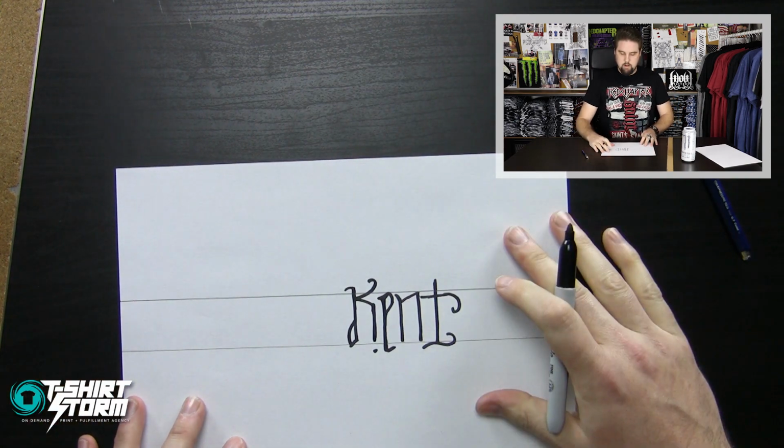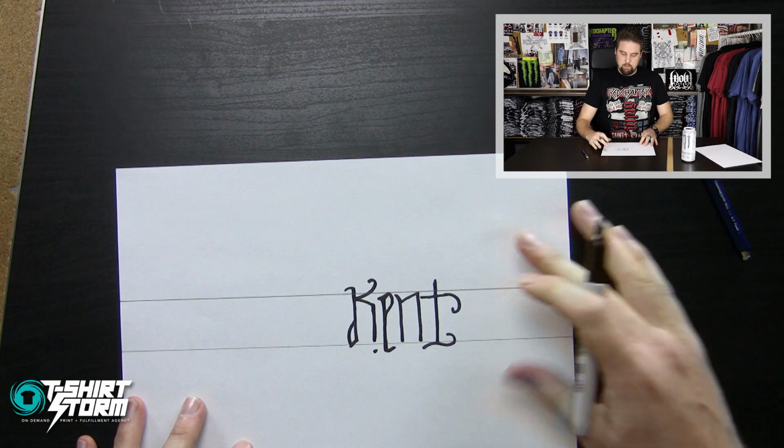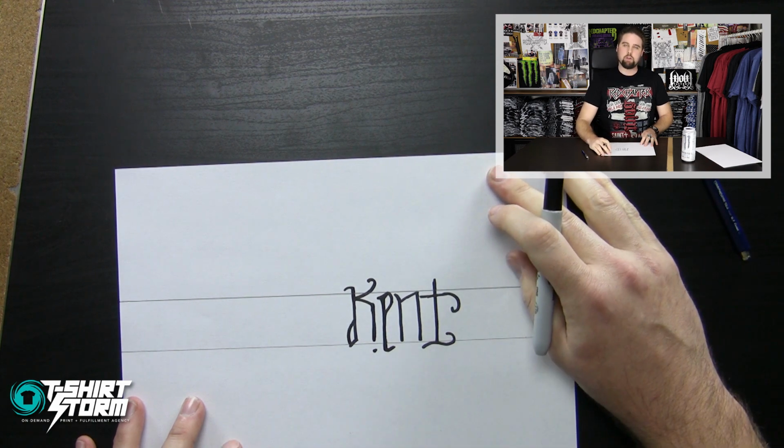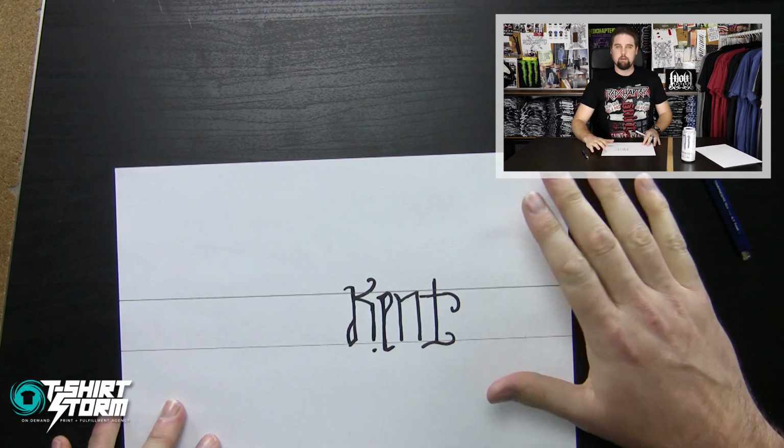And again, that design was for Kent in Oregon. His wife's name is Julie. And I'm going to take this solution now to Photoshop and do a really cool finished stylized design.